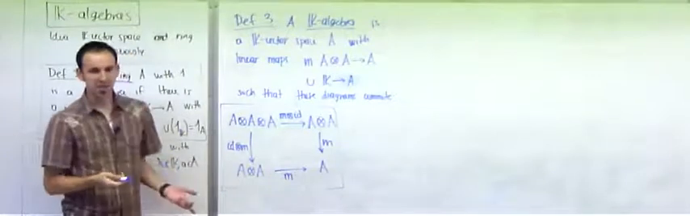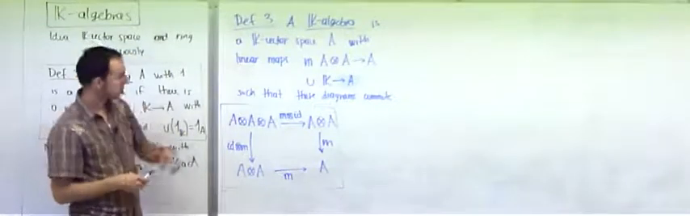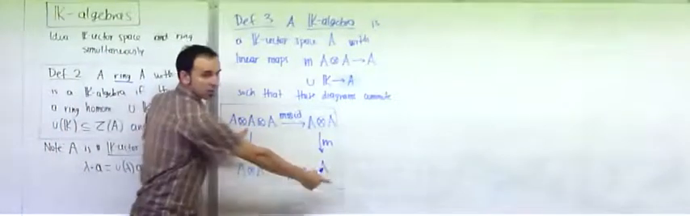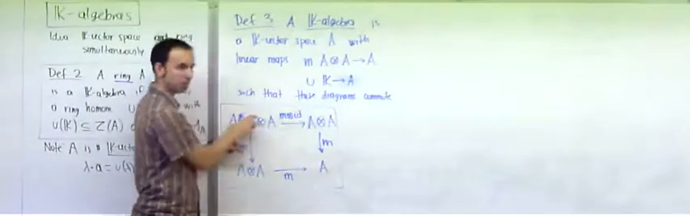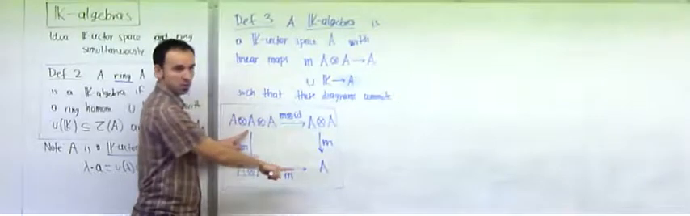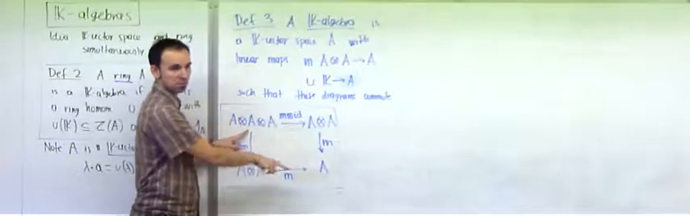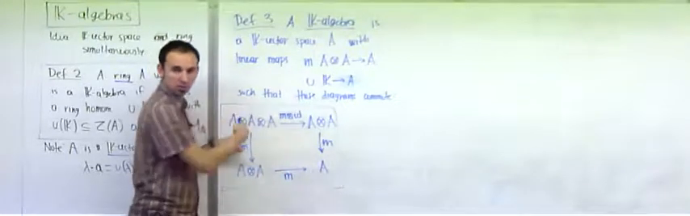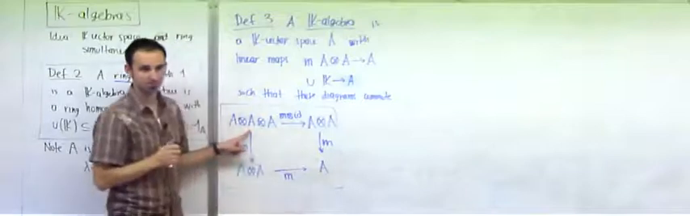What does it mean to say that a diagram commutes? Well, you see that you have two different ways of going from here to here. You can take an element of this vector space, map it this way and then this way, or you could map it this way and then this way. To say that the diagram commutes means that it doesn't matter which way you go, you're going to get the same answer.